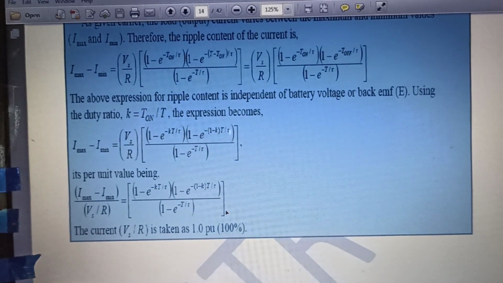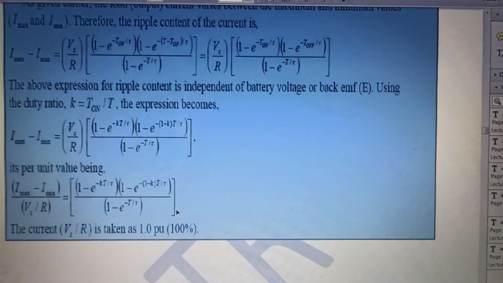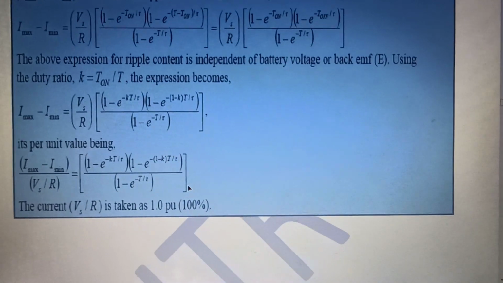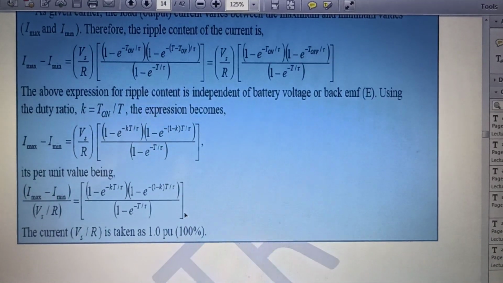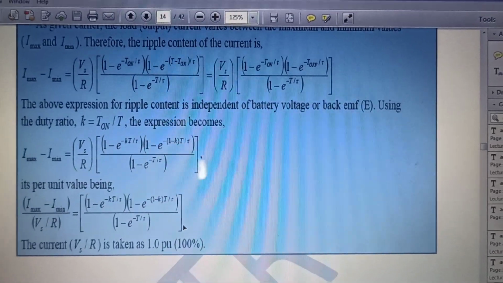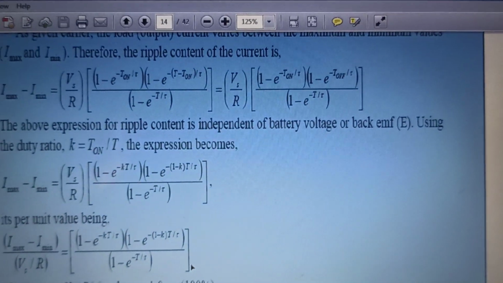So why had I taught you this thing? This is very important, because this enables us to understand the relationship of duty ratio. Why duty ratio is important, what is its role, and how the buck converter is literally independent of the voltage source. Okay, I hope this point is quite clear.